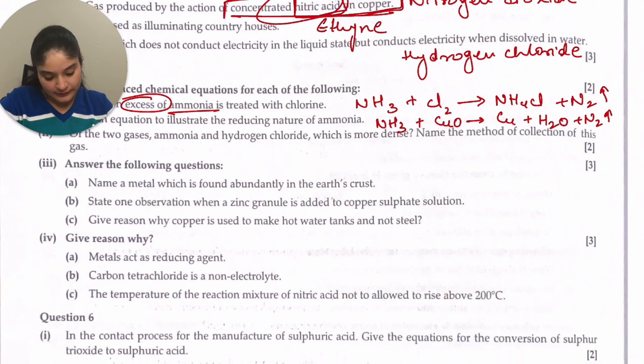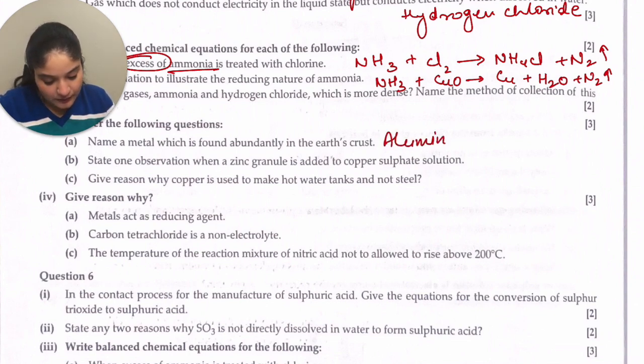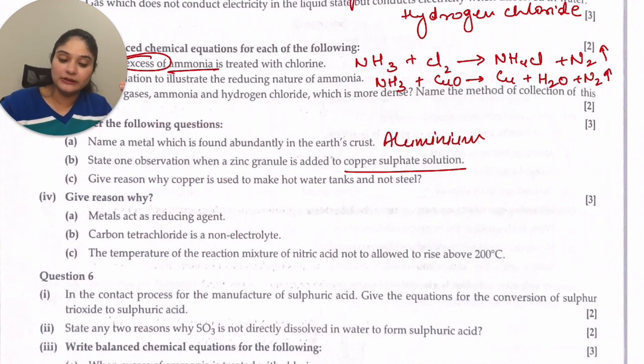So let's move to the next one. Next question is, answer the following questions. Name the metal which is found abundantly in Earth's crust. That is aluminium, the most abundant metal. So aluminium. State one observation when a zinc granule is added to copper sulfate solution. So a red metal starts precipitating and the blue color of the copper sulfate solution fades due to the formation of colorless zinc sulfate. Okay, so I hope that observation is clear.